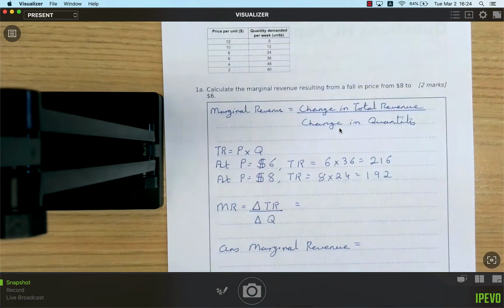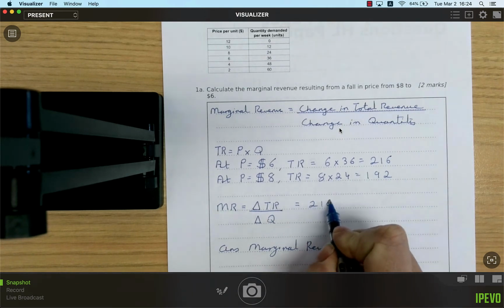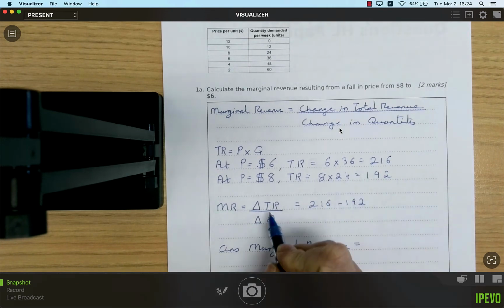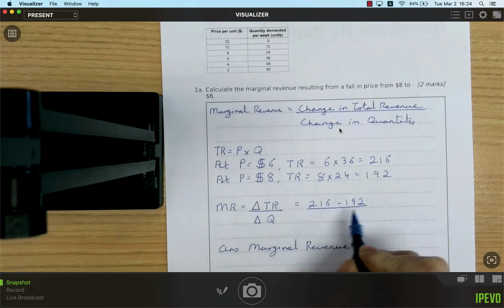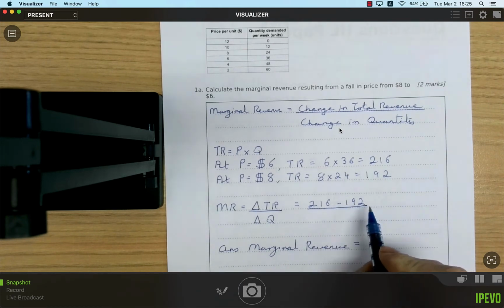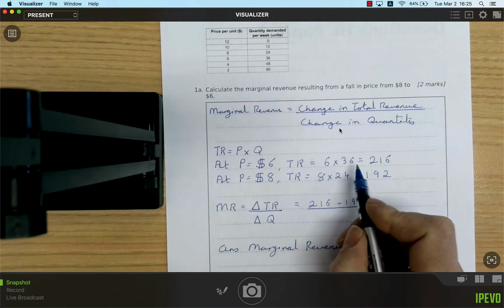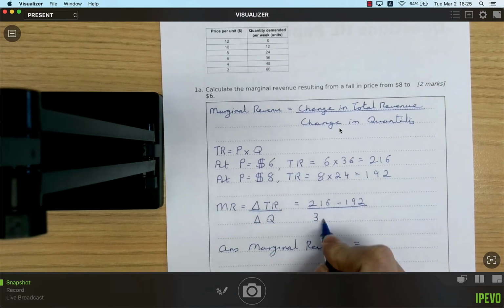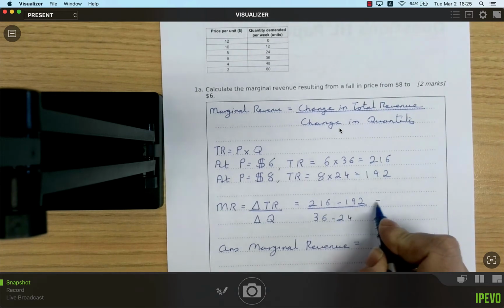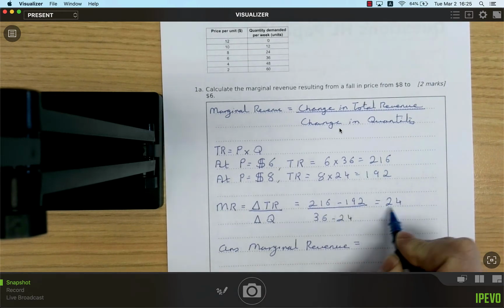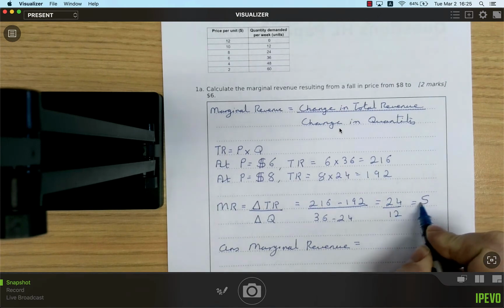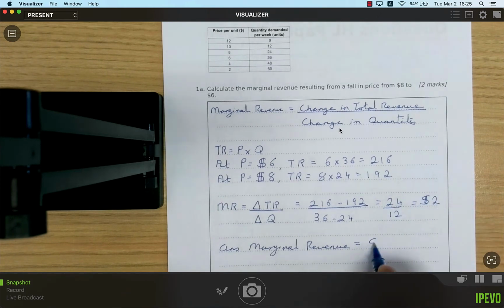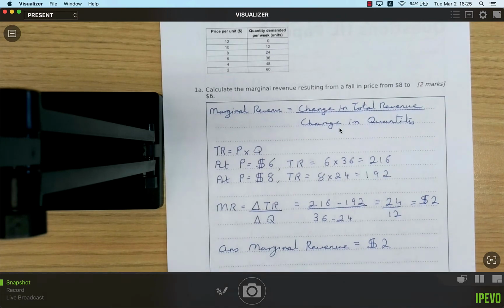Well, how do you calculate the change? It's the second thing minus the first thing, so it's 216 minus 192. That's the change in total revenue. And then the change in quantity, well, it was the second minus the first, which is 36 minus 24. And what I get on the top is 24 and on the bottom is 12, and I work that out as a marginal revenue of $2. And guys, that's all there is for that question.